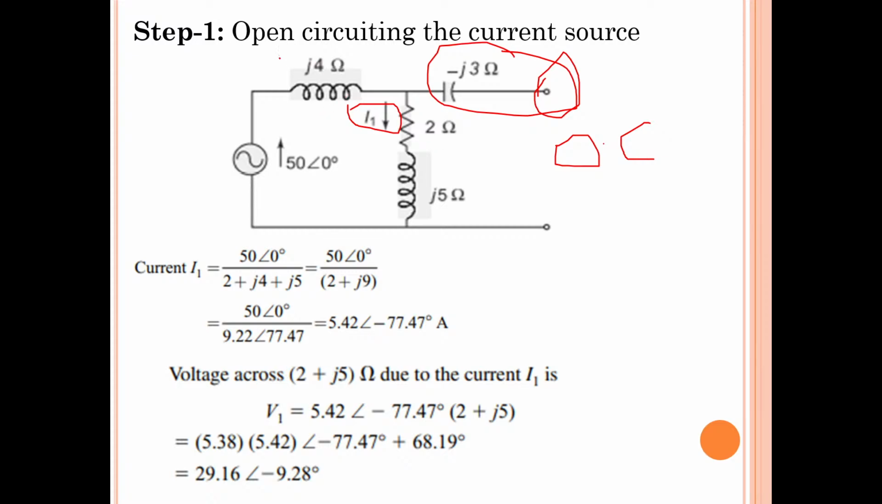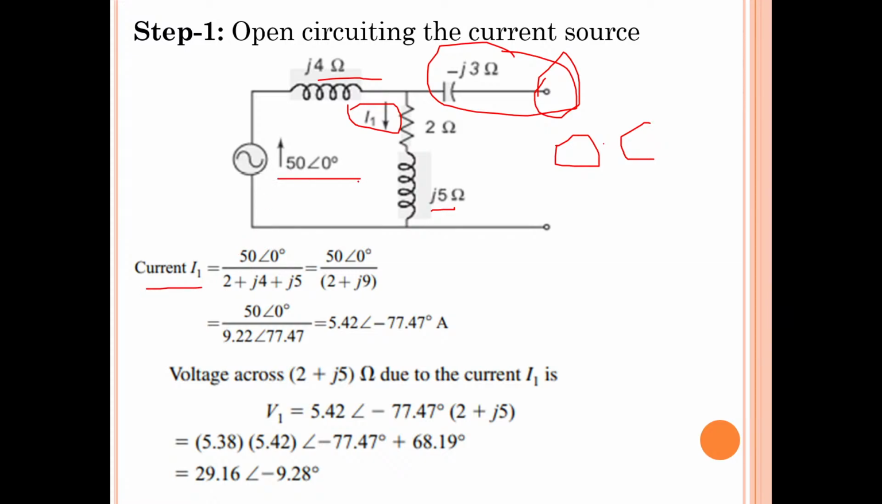4 ohms, this is inductance, j4 ohms, 2 ohms and j5 ohms. These are the reactance values. Instead of giving inductance values, they have given us reactance values, so it is easier to simplify now. So what is current I1? I1 is equal to V.